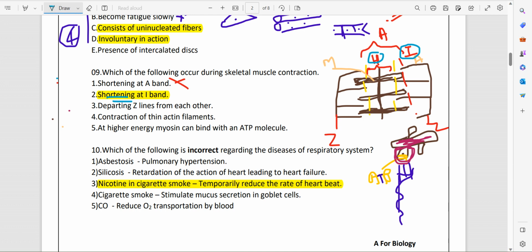So anyways, departing Z lines from each other, no, they are coming together during a contraction. Thick and thin filaments won't contract. At high energy state, myosin can bind with, no, at low energy state, it binds with an ATP molecule and uses it and hydrolyzes it and goes to the high energy state. So that's how it happens. So that's the simple theory that I need you all to remember. You can read the note of the resource book for further information. So that part is quite important.